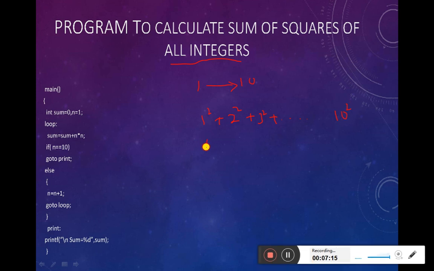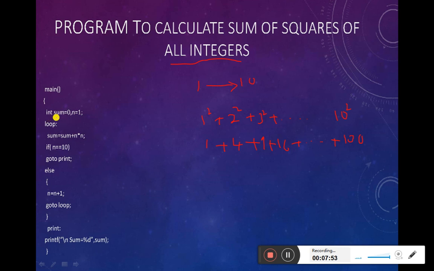So this is 1, so 4, so 9, 16, so on up to say 100 in this case. So I want to compute the sum of squares of integers. Of course you can solve this problem using different logic, but I want to apply goto in this case to compute the sum of squares of the first 10 integers. Okay. So look at this program.